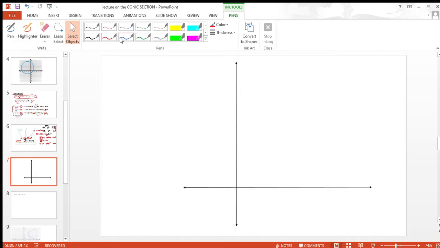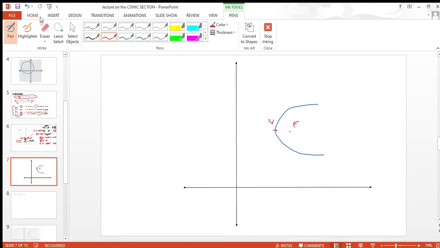And then, your parabola can be opening to the right, upward, or downward. So, for example, your parabola is opening to the right. Let's say that's your parabola opening to the right. Then, this will now be your vertex. And then, the focus will be here.